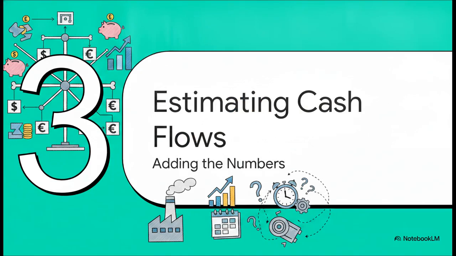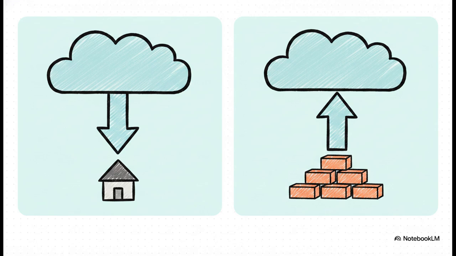Section 3. Estimating cash flows. Adding the numbers. Once we have our WBS skeleton mapped out, we need to start hanging the actual numbers onto those bones so we can estimate future cash flows. There are basically 2 primary ways we do this. Top-down estimating is kind of like looking at the whole cloud. It relies on historical data from similar past projects to get a broad estimate early on when your plans are still being refined.